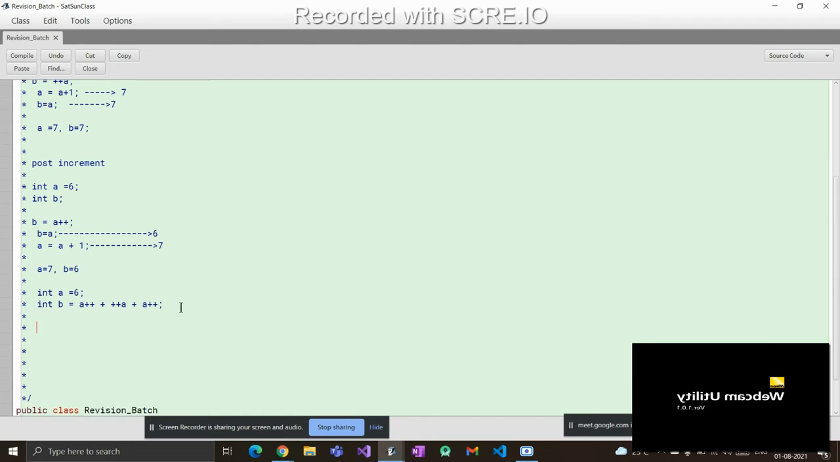So first of all, please pay attention properly. Anyhow, your right-hand side gets executed first. Therefore, the first thing written is a++. Is a++ a pre-increment or post-increment, Prajakta?